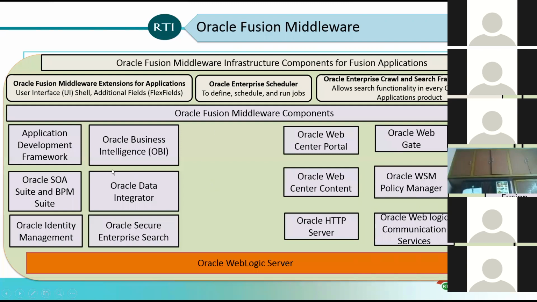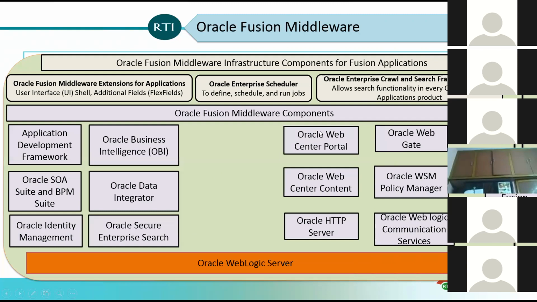These are all things I spoke about. ADF, Application Development Framework, is used to create new pages in your custom applications or product families. Oracle SOA Suite streamlines your business processes. Identity management creates user accounts, handles termination of user accounts, and maintains the whole state. OBI creates powerful reporting. ODI is Oracle's proprietary ETL tool, where you can extract, transform, and load data from one application to another, any application. Oracle Secure Enterprise Search can be used for custom applications too, and this framework also helps you enable the Oracle Enterprise Crawl and Search Framework.